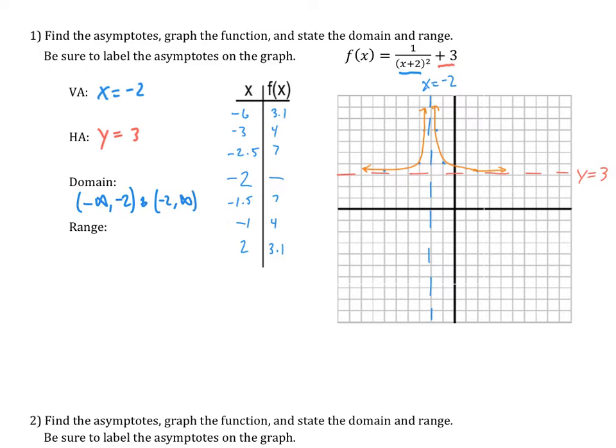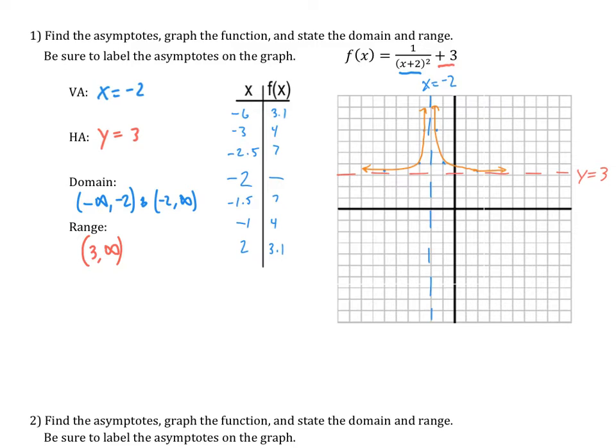everything's good. The range, as we come up from the bottom of the graph, looking for those y values, we don't see any y values until we go just beyond 3. So this range doesn't start until just on the other side of 3, so we don't get to use a bracket. And then it goes up forever, so to positive infinity.